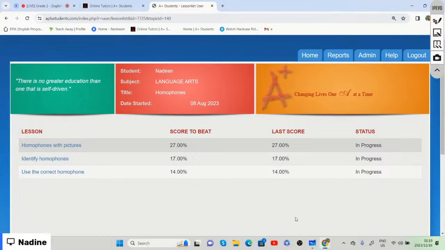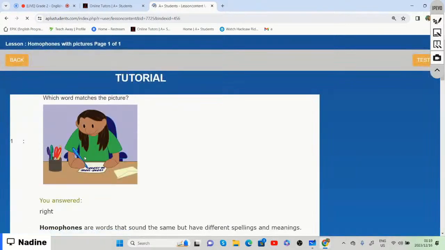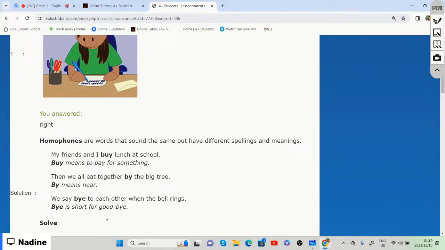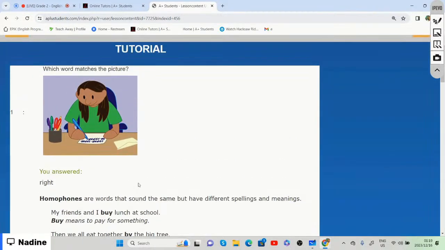All right. So now we're going on to our first lesson, right? And it's homophones with pictures. And we made a few examples already of what homophones are, right? We see that it's words that sound the same, but have different spellings and meanings.